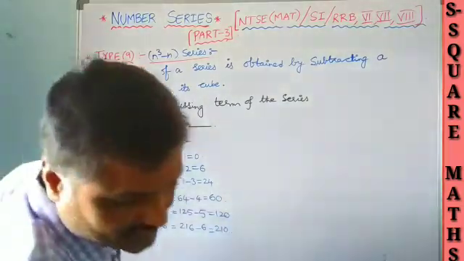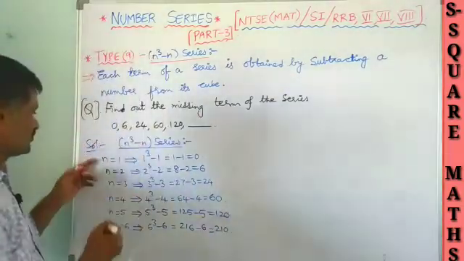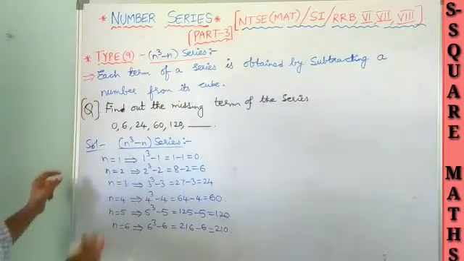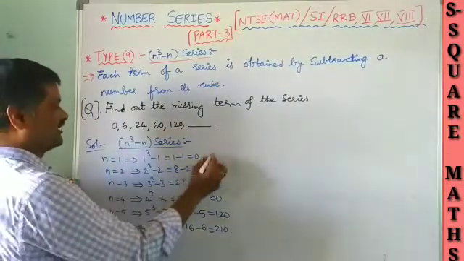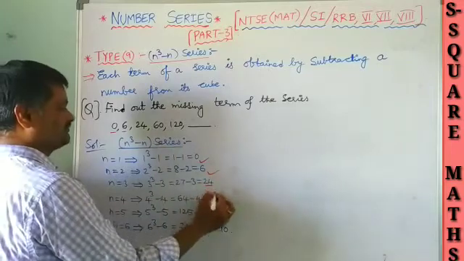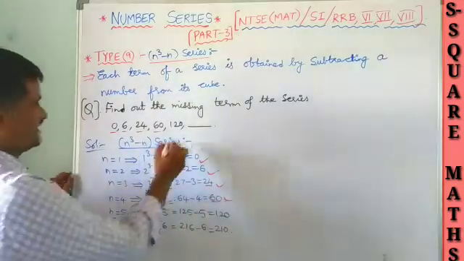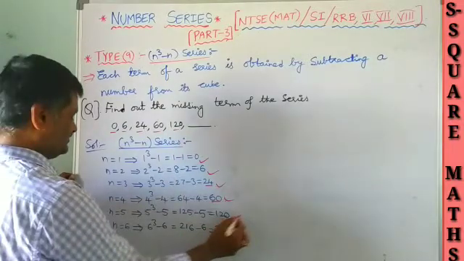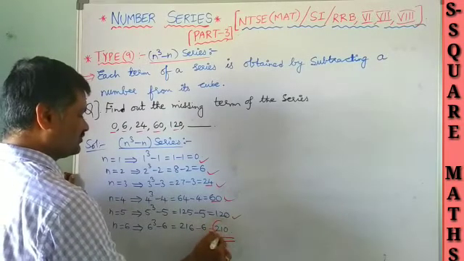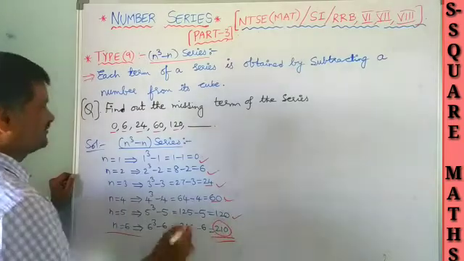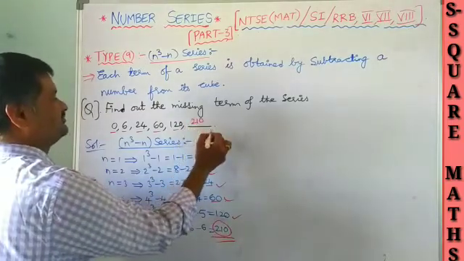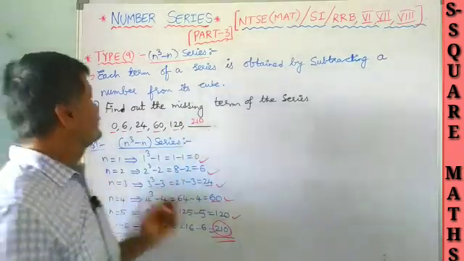Now let us go through our illustration. For n is equal to 1, 2, 3, 4, we got the same 0, 6, 24, 60 again. So next n is equal to 5 here. Next n is equal to 6, our 210. For n is equal to 6, we got our 210, the missing term.